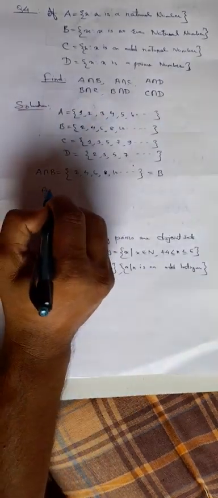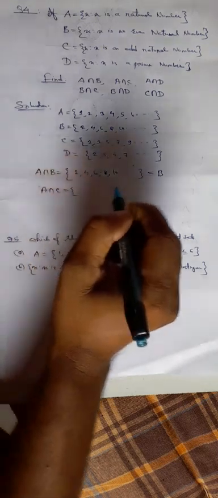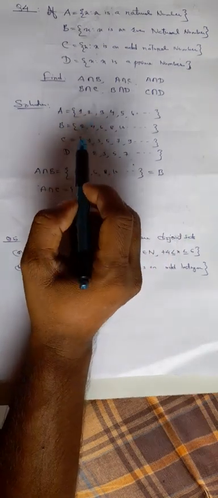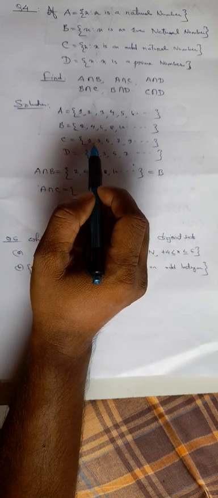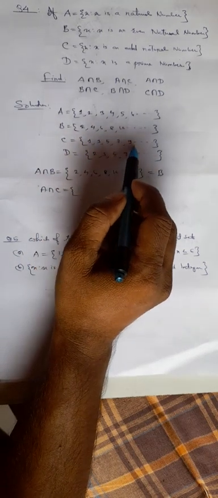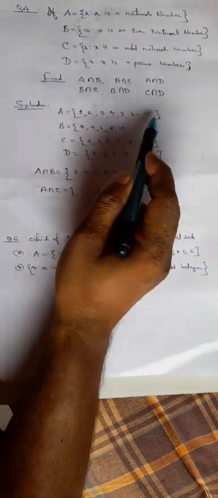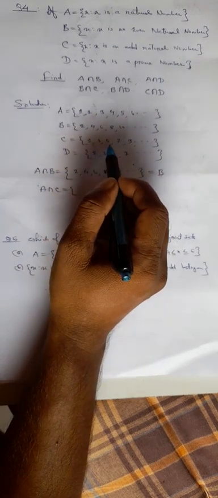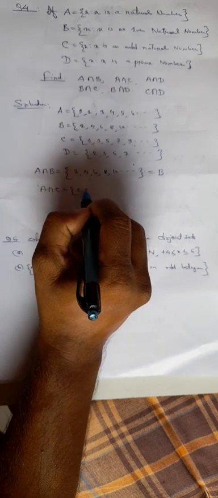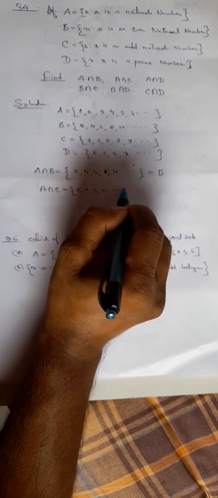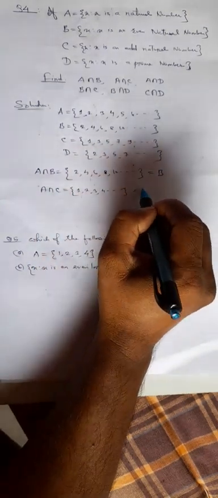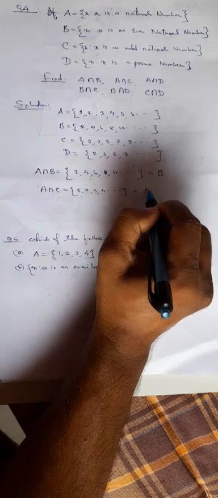A intersection C. What is A intersection C? Common elements of A and C. You see, this is the set of odd numbers and this is the set of natural numbers. Now all odd numbers are natural numbers. So finally you got 1, 2, 3, that is the set of natural numbers. So A intersection C means A only.